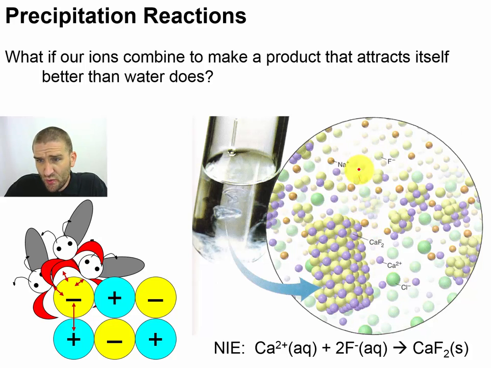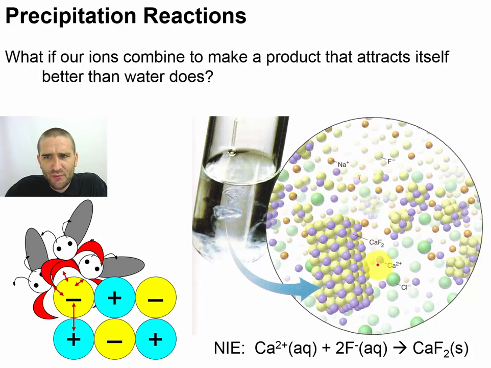Left behind in our solution, we're going to have lots of these chloride ions. We're going to have lots of these sodium ions. Hey, sodium chloride. I know that molecule. That's the formula unit for table salt. So we'll see that around in the solution.